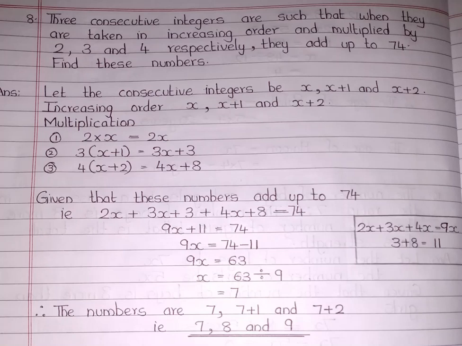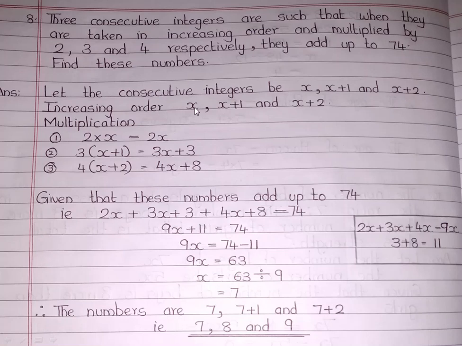3 consecutive integers are such that when they are taken in increasing order and multiplied by 2, 3 and 4 respectively, they add up to 74. Find these numbers. Here also you are given 3 consecutive integers. In the previous question I told you what you will take for 3 consecutive integers: x, x plus 1 and x plus 2.